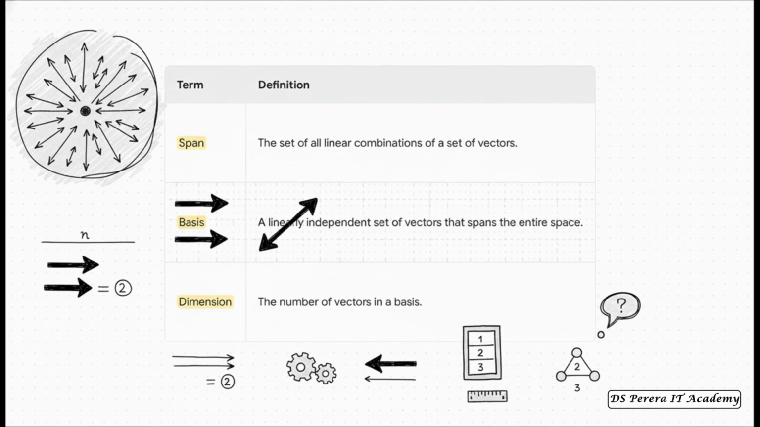Now let's look at 3 core ideas that build on this. First up, span. The span is basically the reach of a set of vectors. It's all the possible vectors you could ever create by adding and scaling them. Next, a basis. A basis is like the most efficient set of building blocks for a space. It has to be a linearly independent set, and its span has to cover the entire space. And finally, the dimension, which is super simple. It's just the number of vectors you need in your basis. So the basis gives you the building blocks, the dimension tells you how many blocks you need, and the span tells you the whole universe you can build with those blocks.